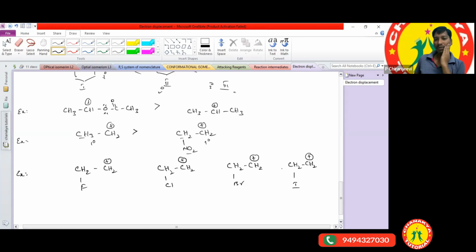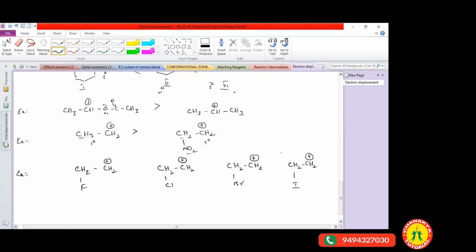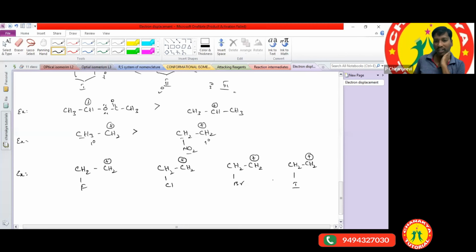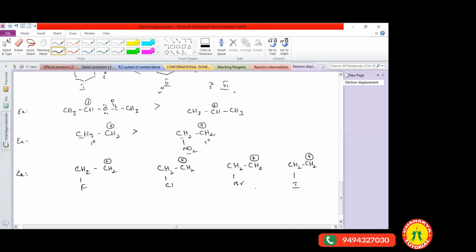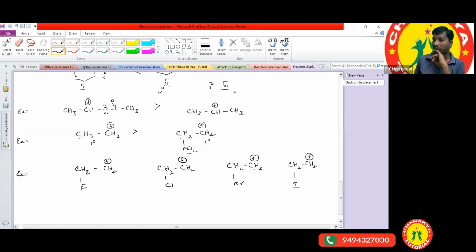So which one is the more stable? Aditi, which one is the more stable one? Four structures are there. In four structures, they are asking the increasing order. Increasing order means lowest to highest. So which one is the more stable? What is the increasing order of the stability? Tanishk, fluorine is the most stable, ma? How is it the more stable, Aditi?